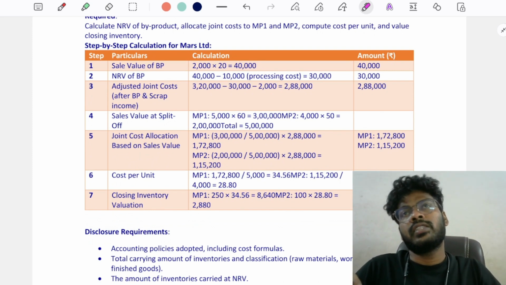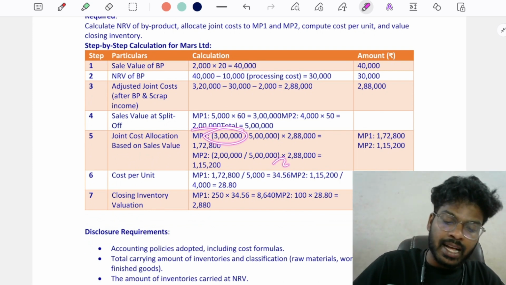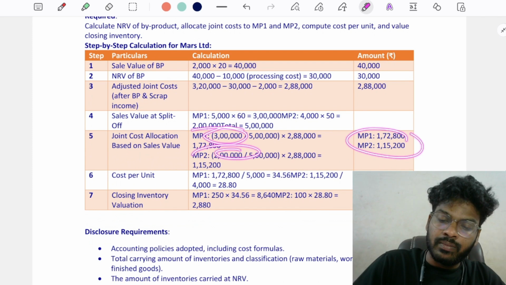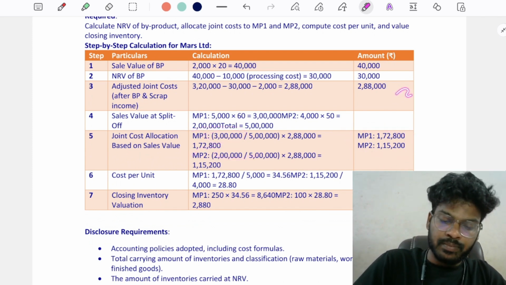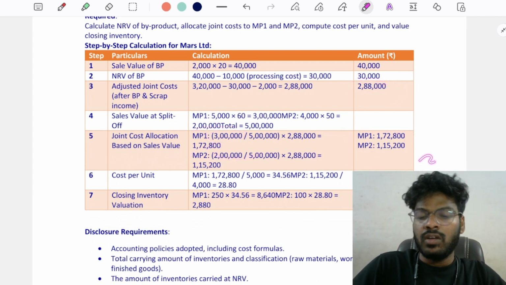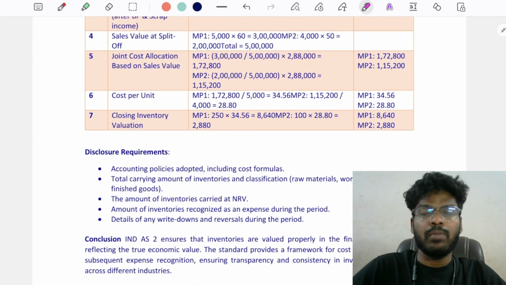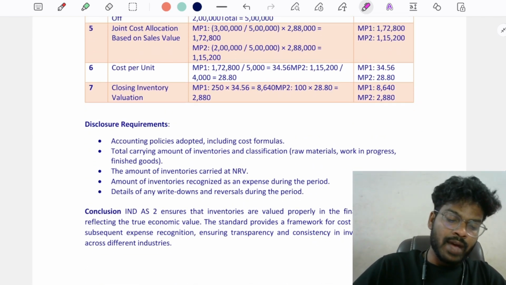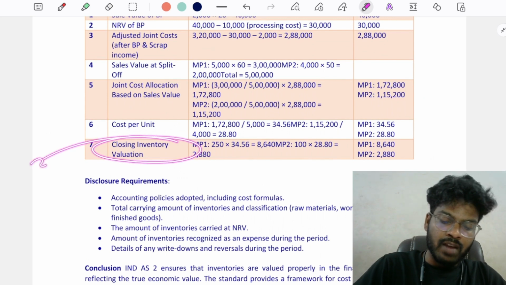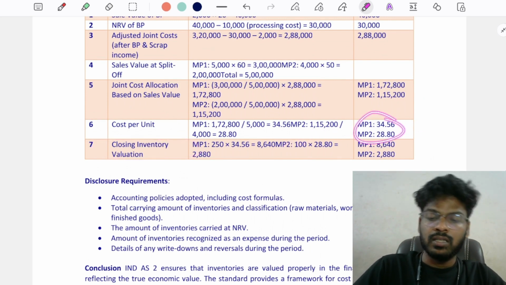That is 3 lakh or 2 lakh in our example. We'll allocate this common cost. Common cost is 2,88,000, to be allocated among the main products, that is the joint products. We'll value the cost per unit and value the closing stock using cost per unit.